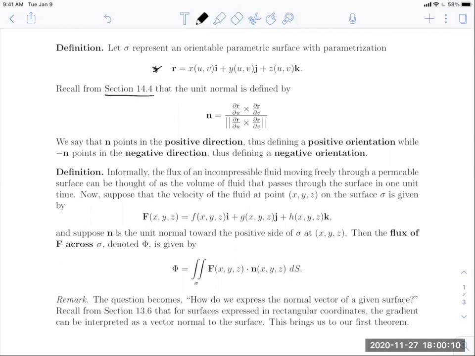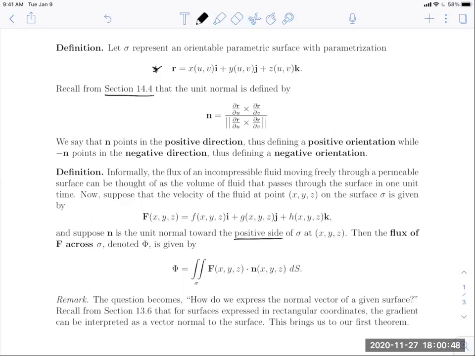We would like to determine how to use calculus to compute flux. All right, so suppose that the velocity of the fluid at a given point x, y, z on the surface sigma is given by this vector field F. Notice that we have lowercase component functions f, g, and h. And suppose that n is the unit normal toward the positive side of sigma at x, y, z. Then the flux of F across sigma, denoted by the Greek letter capital phi, is given by phi equals the surface integral over sigma of F dot n dS.